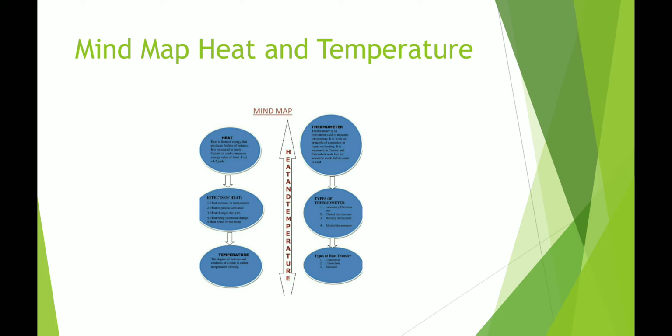Last but not the least, conduction, convection, radiation. These are the three different forms by which transfer of heat takes place. So children, I hope this mind map will help you to recapitulate in a better and easy way. Now let us move to the next slide, that is interconversion.